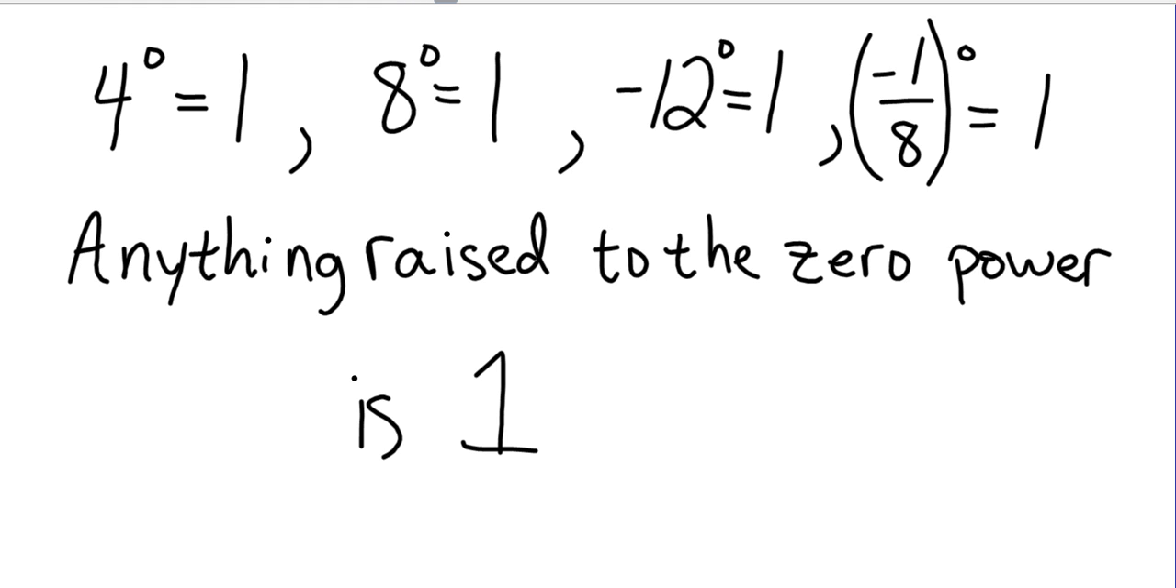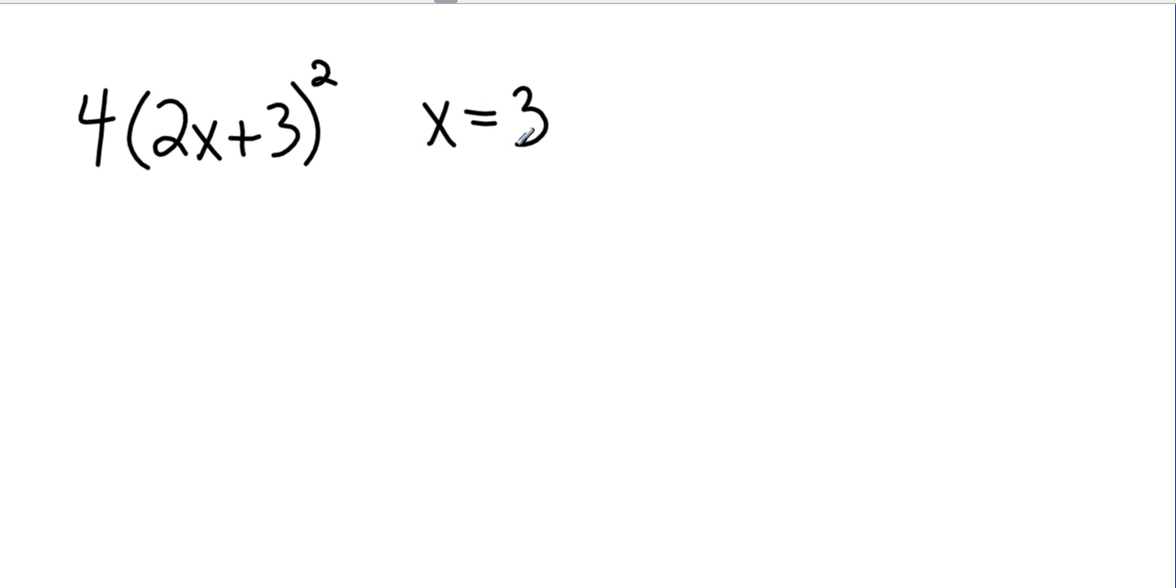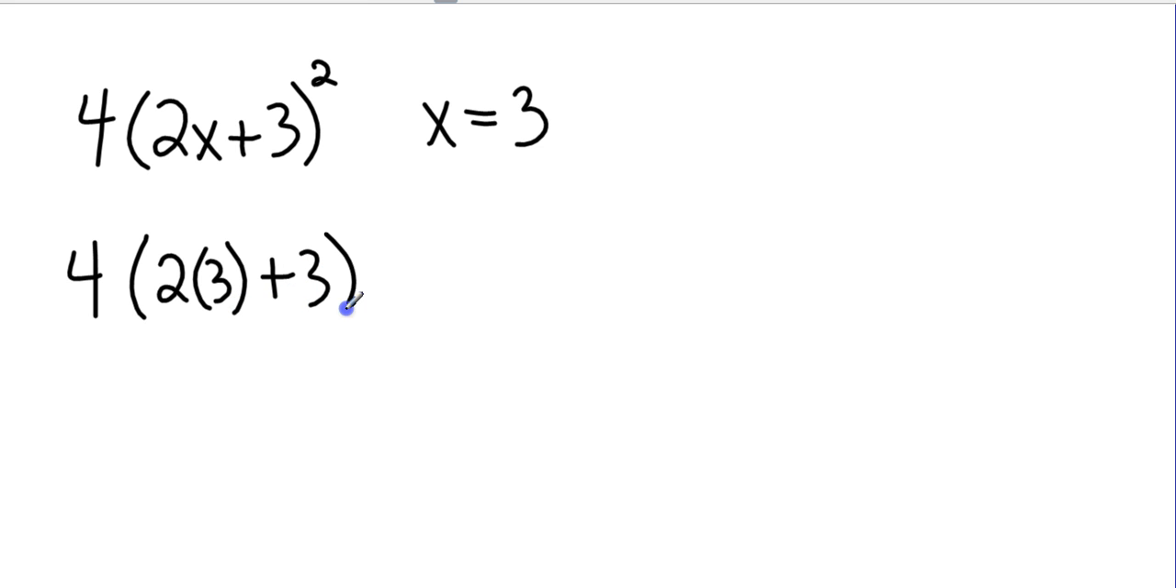Let's look at one last example. Let's find this value if x equals 3. Now, we need to go ahead and do the substitution. So that's going to be 4. And in parentheses, I'm going to replace that x with the 3. Now, we still need to take care of that parentheses. Please excuse my dear Aunt Sally. So this is going to be 4. 2 times 3 is 6. 6 plus 3 is 9.